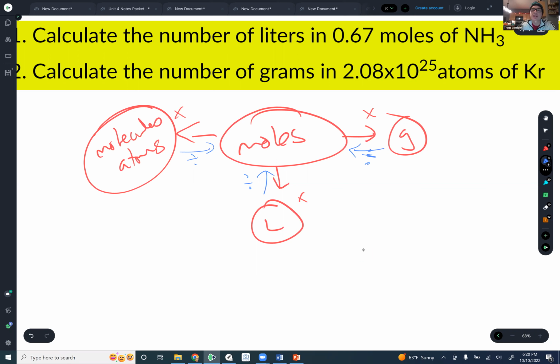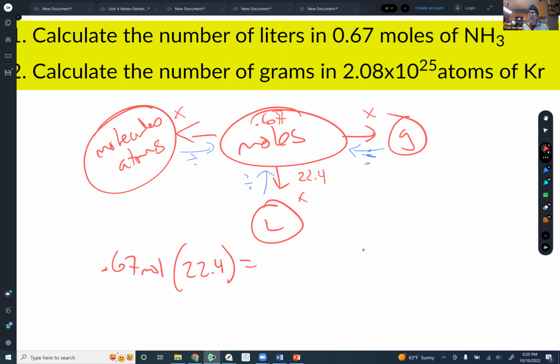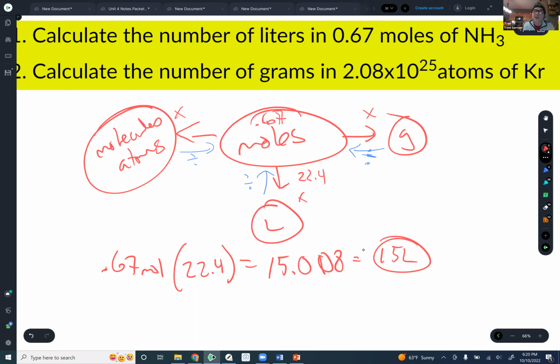All right, so with that in mind, we are starting with 0.67 moles of NH3, and we're turning this into liters. So we are starting right here, 0.67, and you're turning it into liters. That means you are multiplying by what? Constant 22.4. So once you have that down, 0.67 times 22.4, you got 15.008. But with sig figs, we've only got 2 sig figs, so your answer actually ends up being only 15 liters.